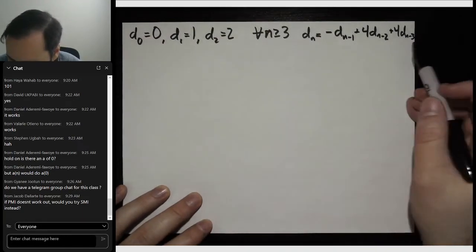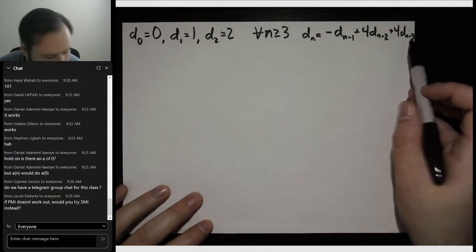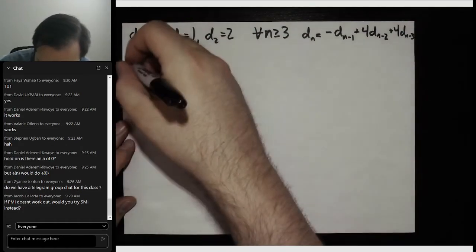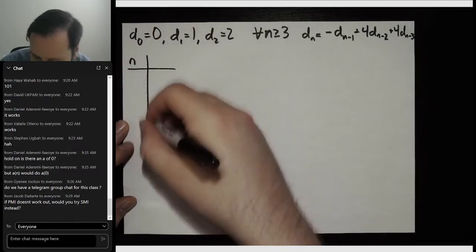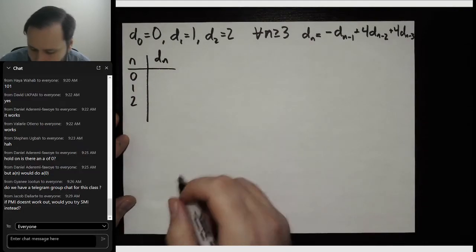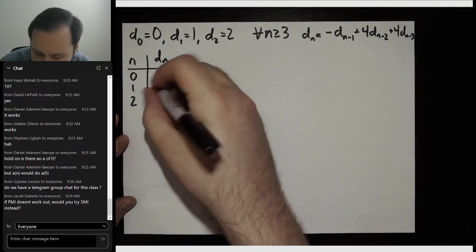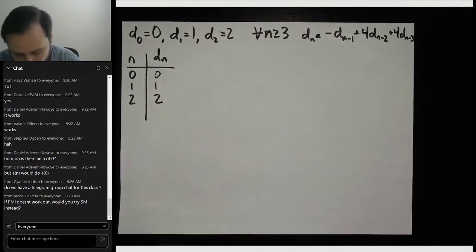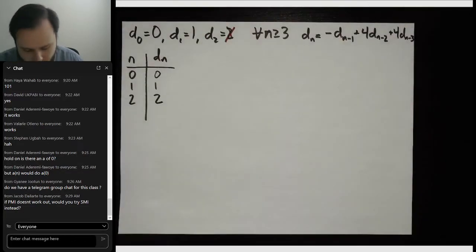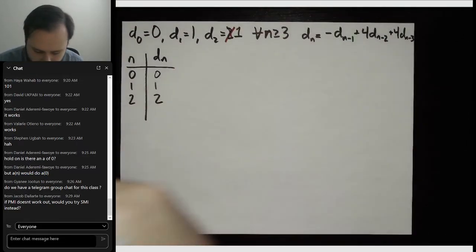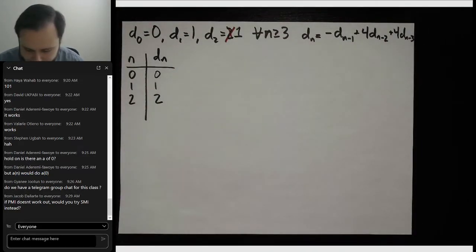Okay, this is also a recursive formula. We can work out some of the values. So here's n, here's d sub n. I know 0, 1, and 2. 0 is 0, 1 is 1, 2 is 2. Oh, sorry. I don't want 2 to be 2. I want 2 to be 1. Otherwise, it's going to make my life harder. Change that here as well.